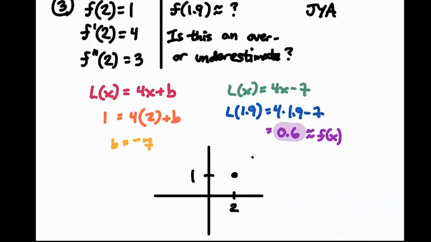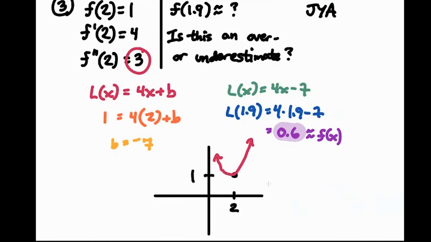It has a positive slope, so it's going to be increasing here, which you have to pay attention to. Also, you have to pay attention that it is concave up because the second derivative is positive. So I'm just going to draw a generic concave up equation. It doesn't really matter how you draw it, as long as it's concave up at 2. 1.9 is a little bit less than this.